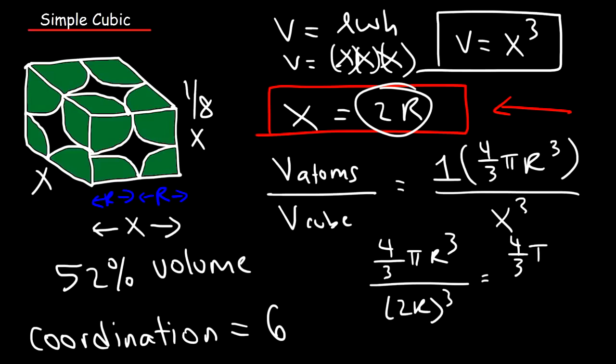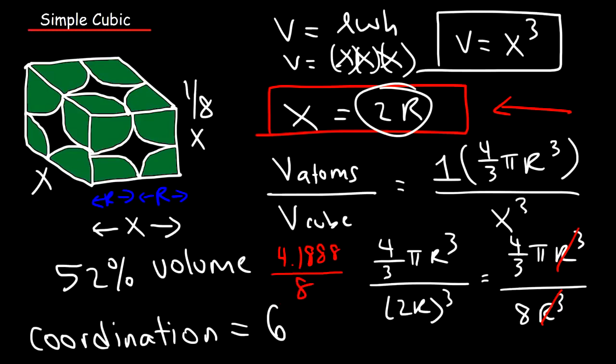So that's 4/3 pi r cubed. 2 to the 3rd is 8. And then this is going to be r cubed. So you can cancel r cubed. Now 4/3 pi, that's 4 pi over 3. As a decimal, it's 4.1888. And then divide that by 8. If you do that, this will give you 0.5236. So 52.36% of the volume of the cube is basically the volume of the atoms that are in the unit cell. So that's how you can get this value.